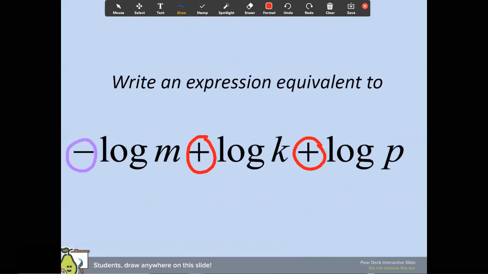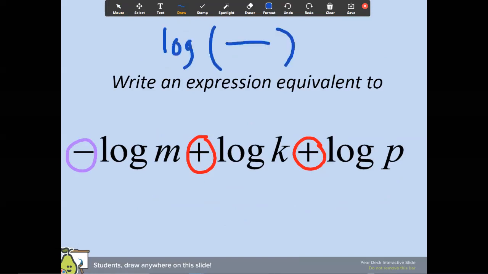So for this problem, the answer is going to be log of, let me get my fraction. My m is going to go on bottom because it's a minus. The plus means the k is going to be on top, and so is the p. And that's your answer.